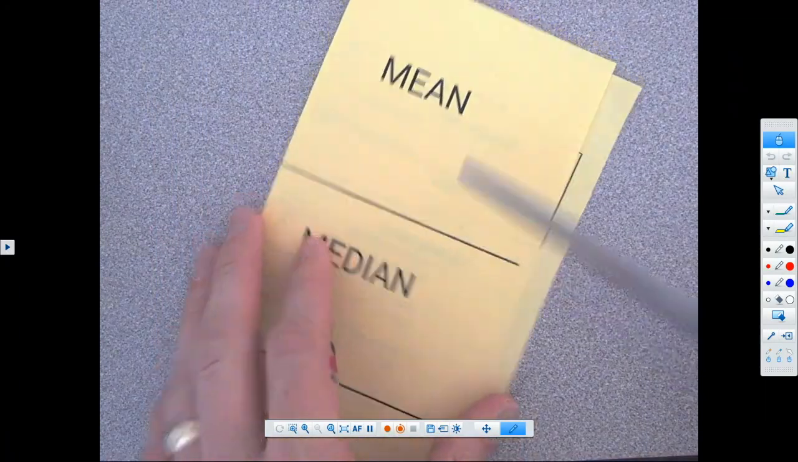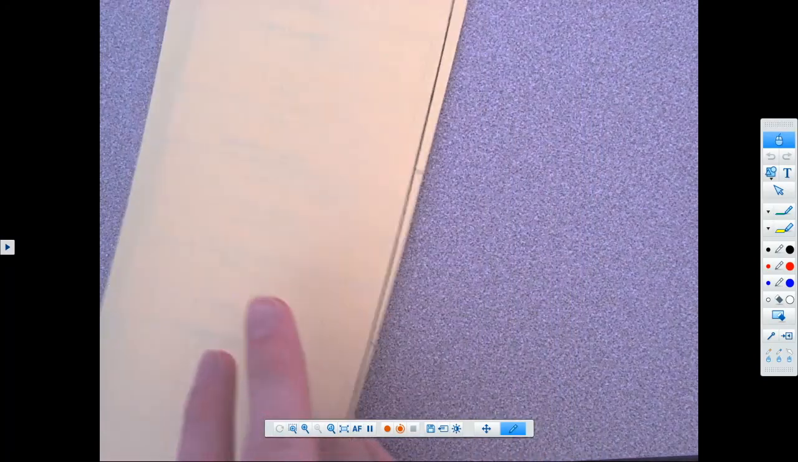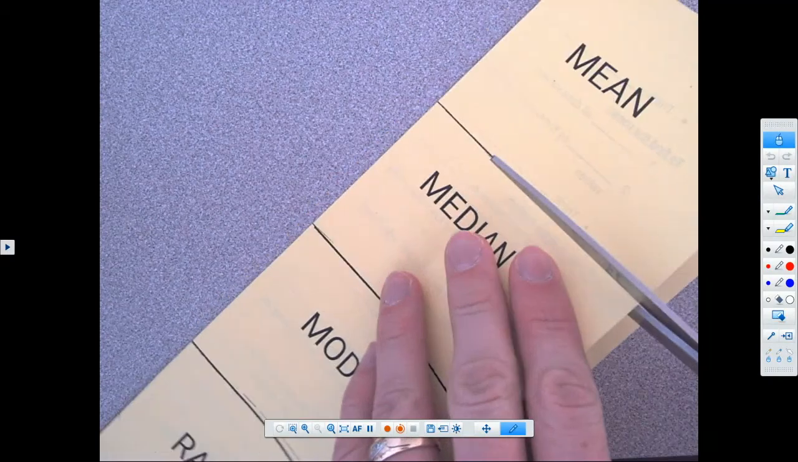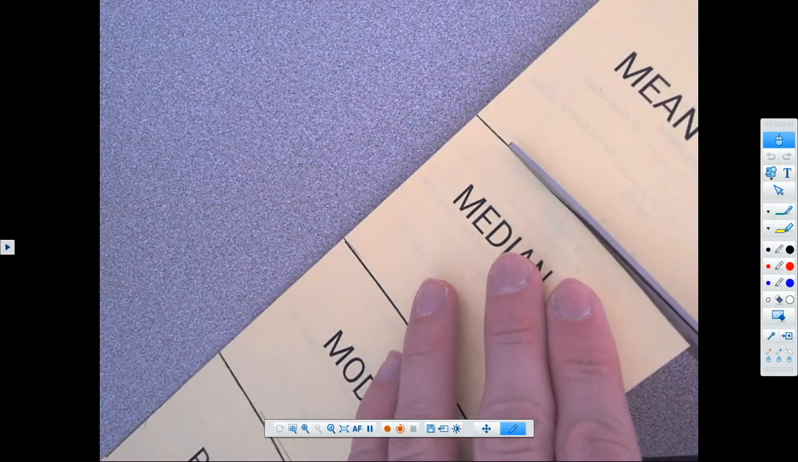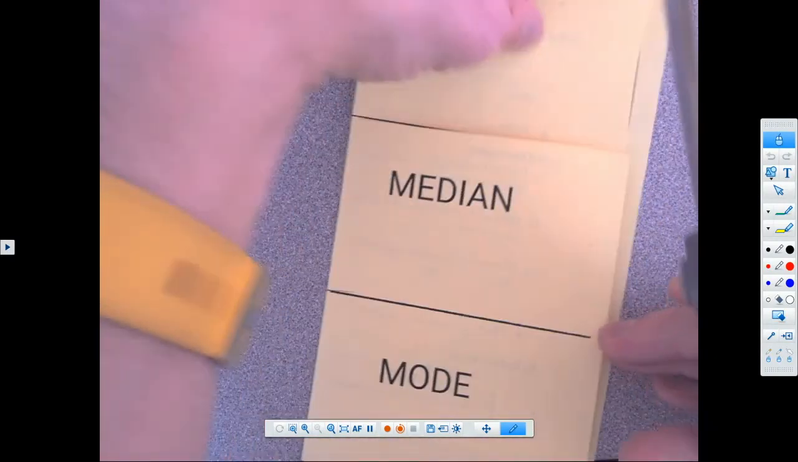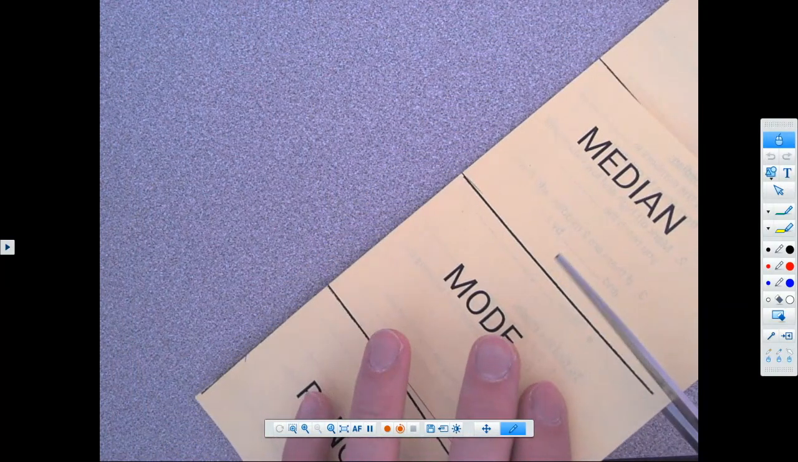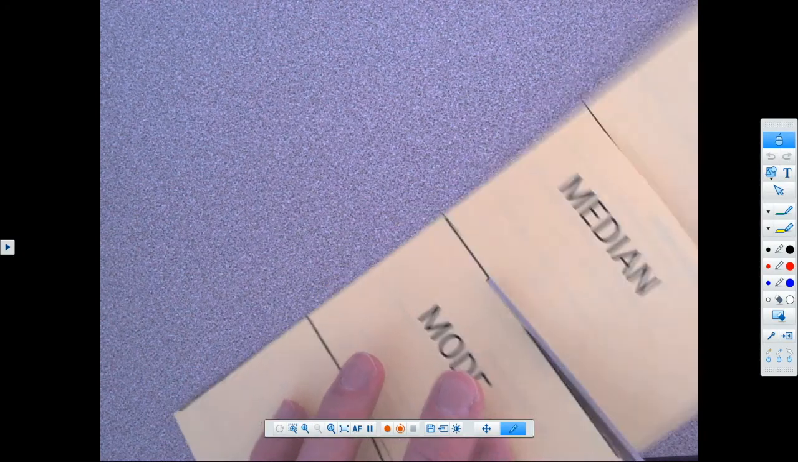But anyway, now I'm going to take some scissors. I'm actually going to cut. I did a really bad job of folding. I hope you're all better than me. I'm actually going to cut on these horizontal lines. I'm going to make it like a little flippy thingy. So let's just get that going.